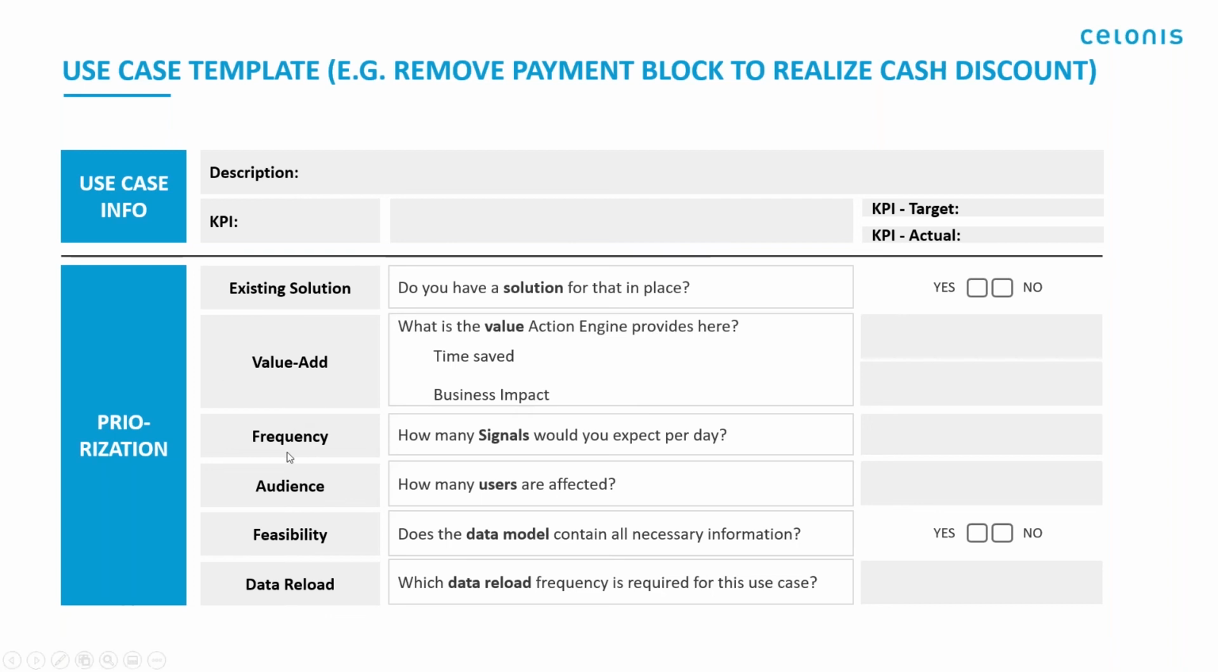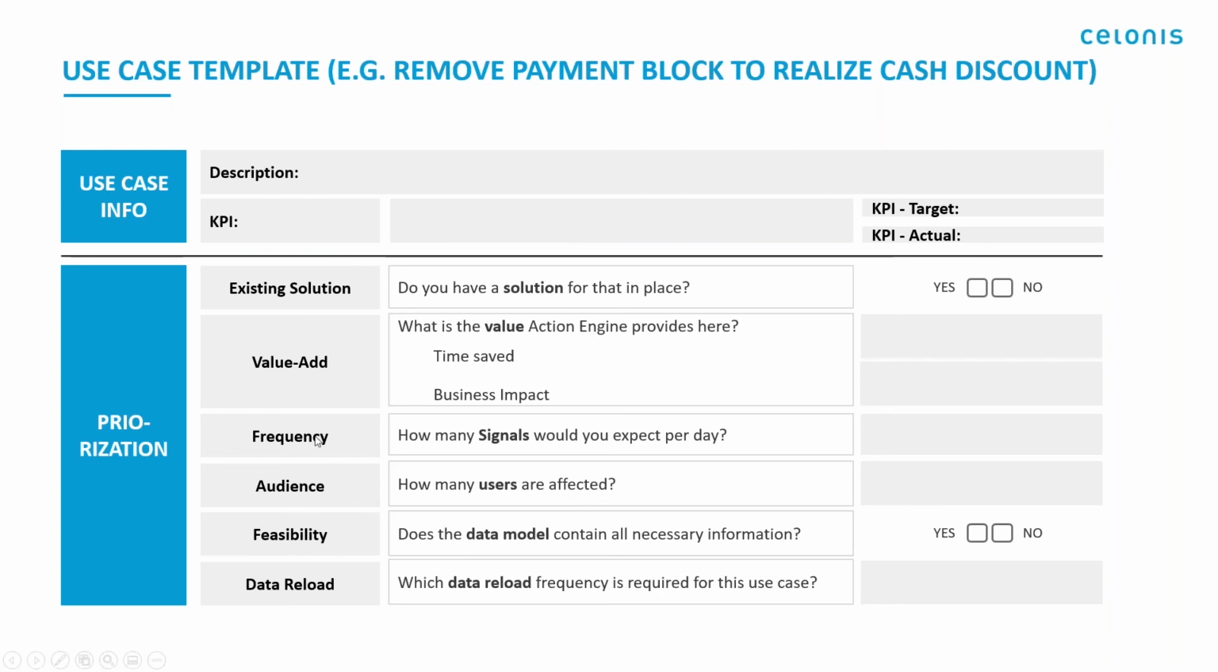Third quantification dimension is frequency. How often do these signals or incidents appear? Is it on a daily, weekly, or monthly basis? And typically you would like to go for the daily one. Target audience. How many users are affected? Is this a very specific use case and pain point only one employee is expressing? Or is this something that's relevant to a large user group and really providing value here?